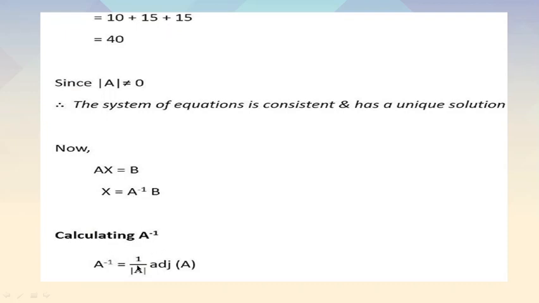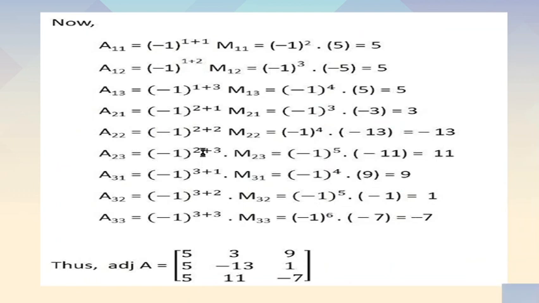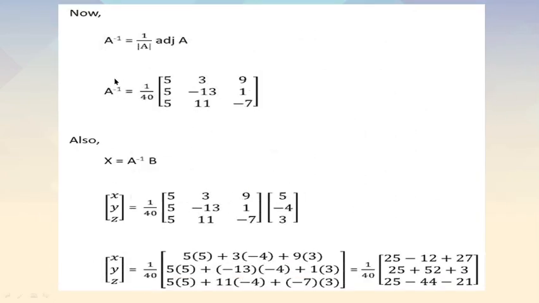So calculating A inverse. A inverse is 1 upon determinant A into adjoint A. Now first of all we need adjoint A. What is adjoint A? If you remember, adjoint A is the transpose of the cofactor matrix. So we have taken the transpose. Now this is matrix A. First of all we will calculate all the minors, then all the cofactors, and then we will input all the values in this matrix, adjoint A. Now adjoint A is ready. A inverse is equal to 1 upon determinant A into adjoint A. We'll input the value of the determinant and we will take this matrix adjoint A.